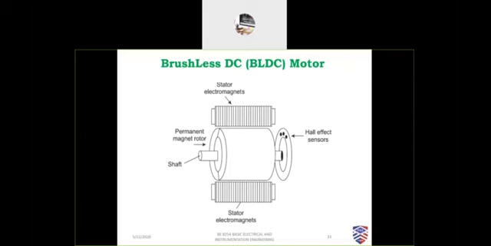It comes as two configurations also. The rotor also may be outside and stator will be inside. That is given in the book. That also you can see. Stator inside and rotor outside, that is also given in the book.